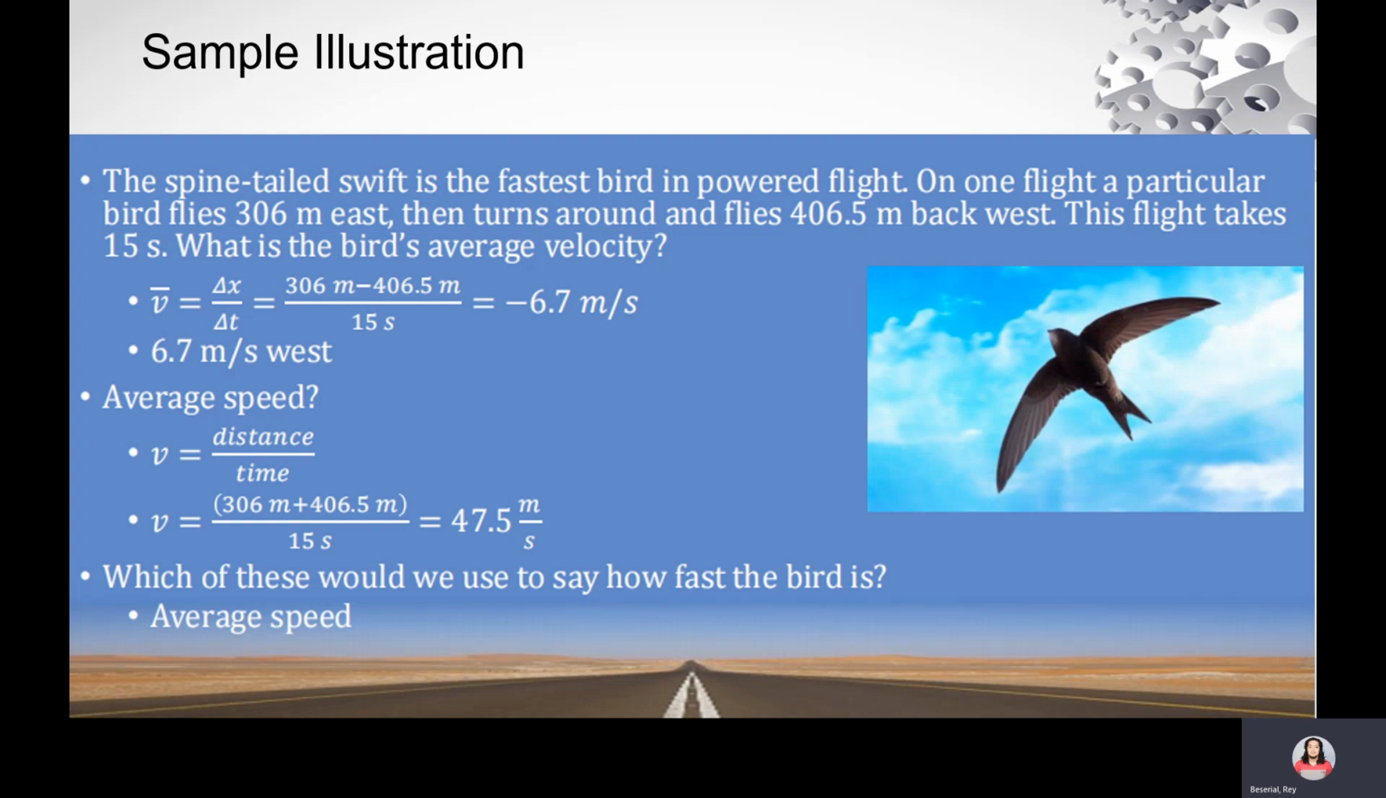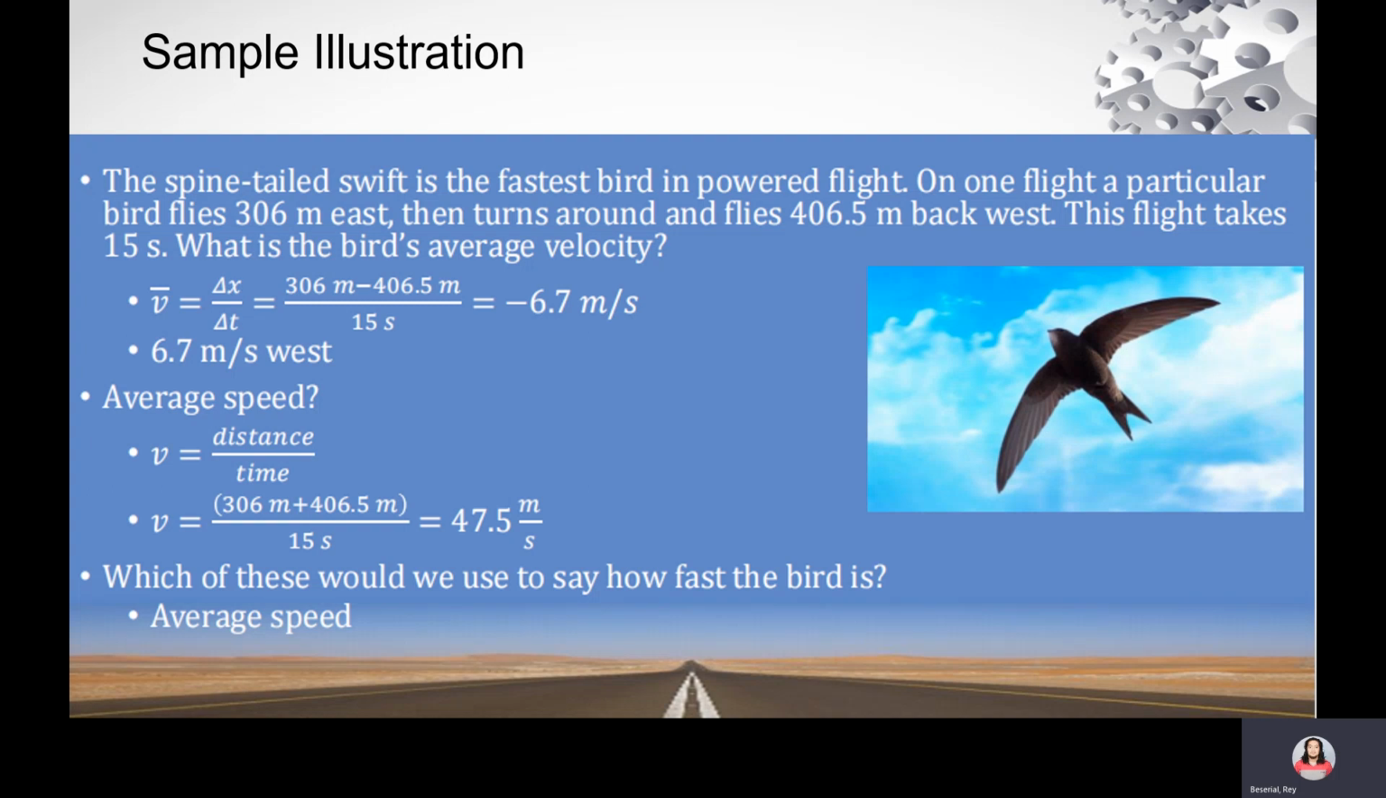And then, last illustration para sa velocity and graph. Here, the spine-tailed swift is the fastest bird in powered flight. On one flight, a particular bird flies 306 meters due east and then turns around and flies 406.5 meters back west. This flight takes 15 seconds. What is the bird's average velocity?